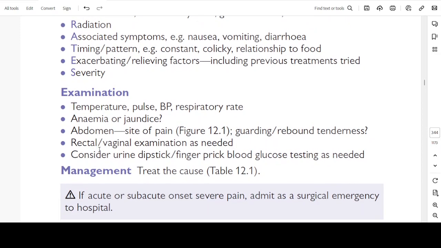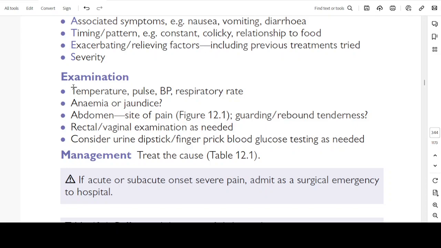Examination. Temperature, pulse, BP, respiratory rate. So vitals; check whether anemia or jaundice is present. Abdomen: the site of pain. Guarding or rebound tenderness is present. Rectal or vaginal examination as needed.